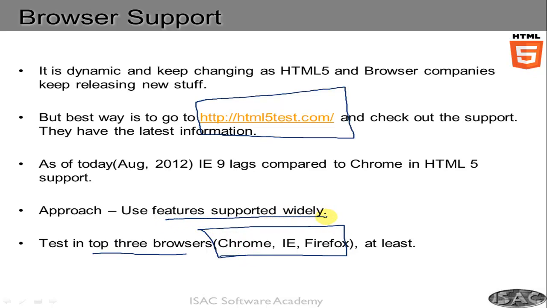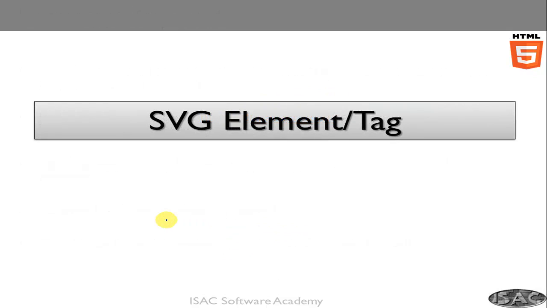Use the features which are supported widely. Don't use a particular feature which is only in Chrome, or only in IE, or only in Firefox. So browser support and compatibility is a very important thing to understand. You can go to html5test.com and read about it. Now next what we are going to do is the SVG element or tag.